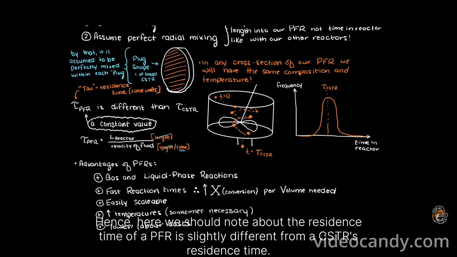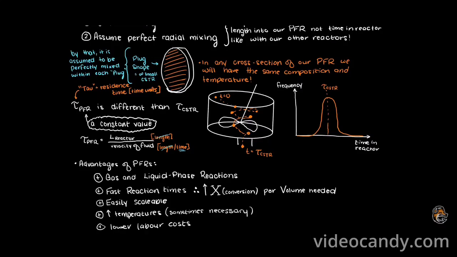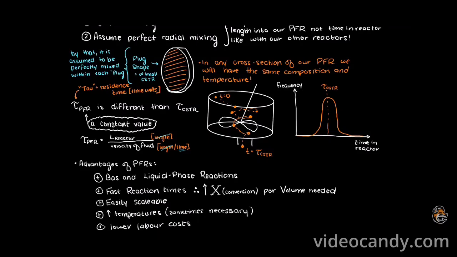Here we should note that the residence time of a PFR is slightly different from a CSTR's residence time. In a CSTR, the residence time is a distribution based on statistics, and that is why it looks like a bell curve. It is based on the average time a particle spends in the CSTR. Whereas in a PFR, we have just a single residence time, as we are assuming that the fluid is continually and always moving forward at a constant rate. This is why we call it a plug flow reactor.